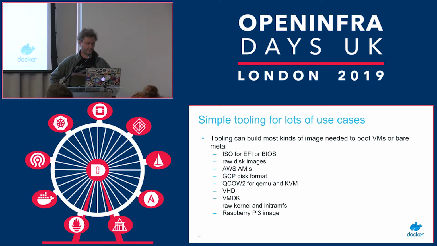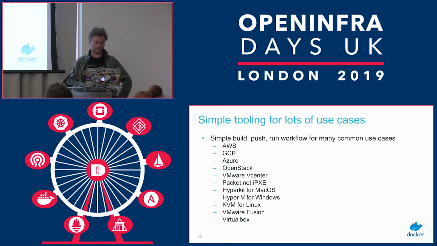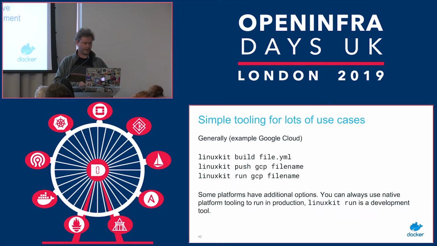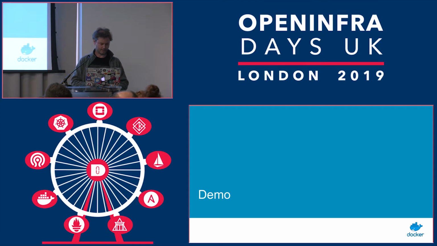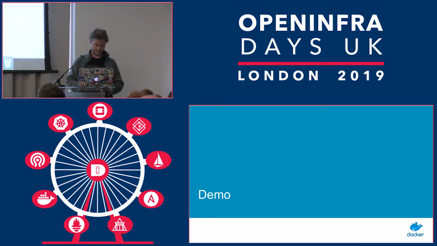It comes with lots of tooling, so you can build ISOs, AMIs, GCP images, anything you like. It has a simple workflow that runs on anything from AWS, OpenStack, or locally on a VM. You just do build, push, and run like a container, but you're doing it in a VM. I'll show you a quick demo. You just do LinuxKit build.